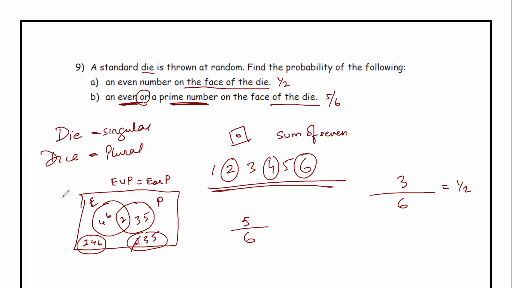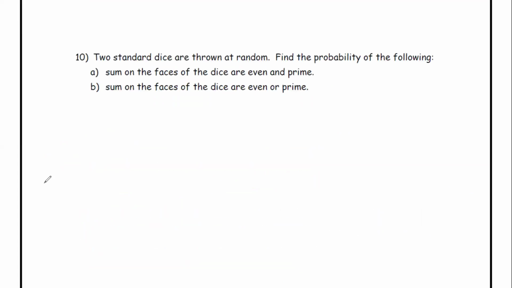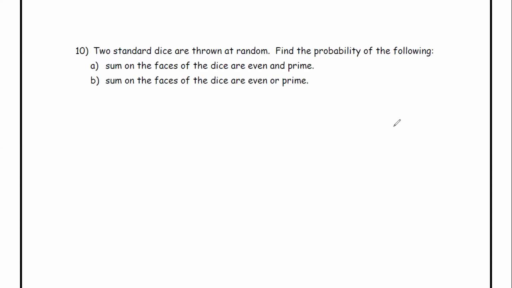Okay. Let's complicate matters now. Moving on to the 10th question. Two standard dice are thrown at random. Just like we had the coin outcomes, if there's one coin toss, then two outcomes, two coins tossed, then four outcomes, and so on. In case of a dice, one dice rolled is six outcomes, two dice rolled is six square, 36 outcomes, three dice rolled is 216 outcomes, and so on. So just remember this basic.